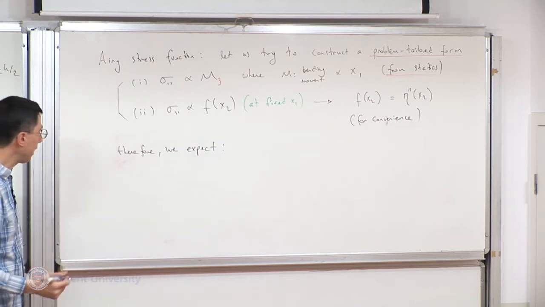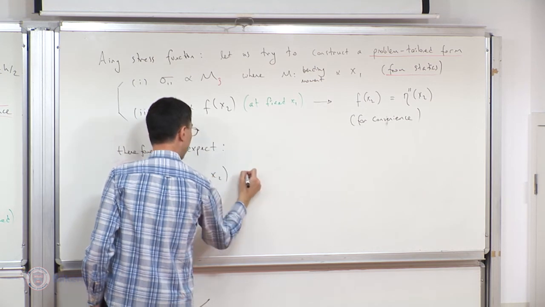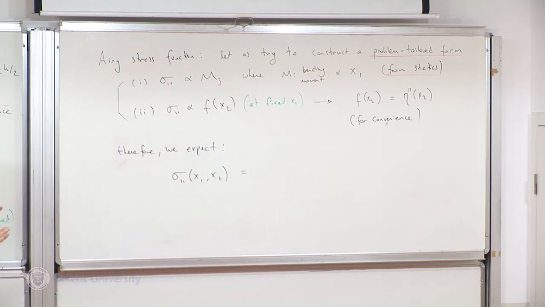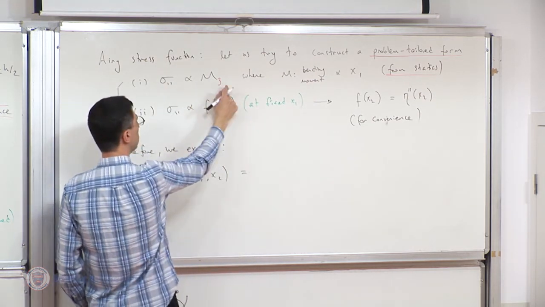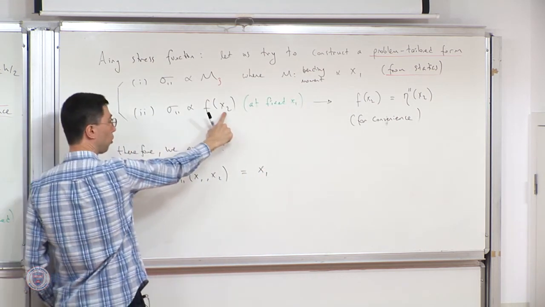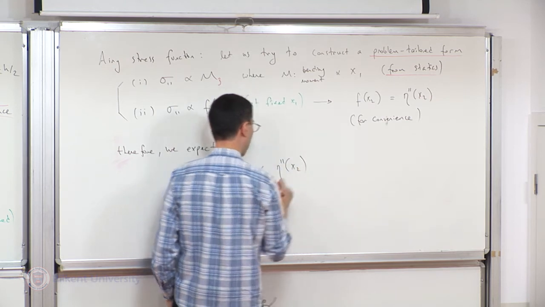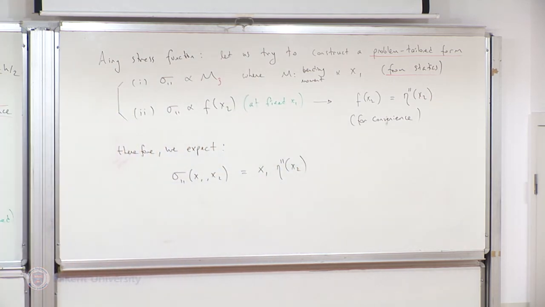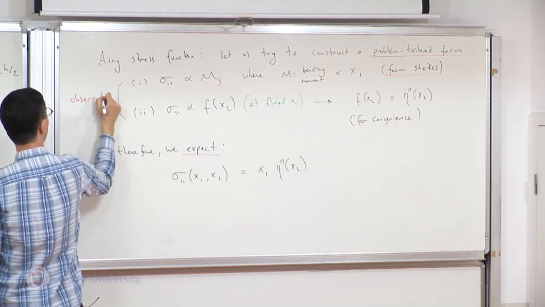Therefore, we expect that sigma 1,1 is a function of both x1 and x2. Now, perhaps here is the most important trick. What we are saying is that sigma 1,1 is proportional to x1, so I'll go ahead and write x1. And it is proportional also to some function of x2. And instead of writing f, I'm going to write eta double prime of x2. And now I am proposing this form. So this is our expectation, and these are our simple observations.